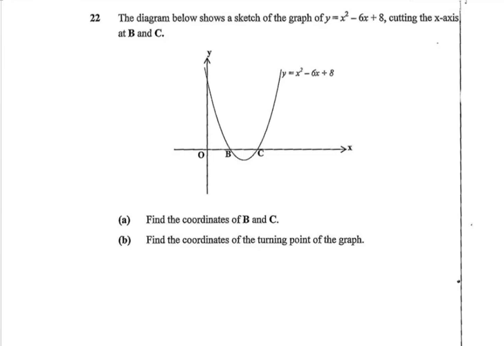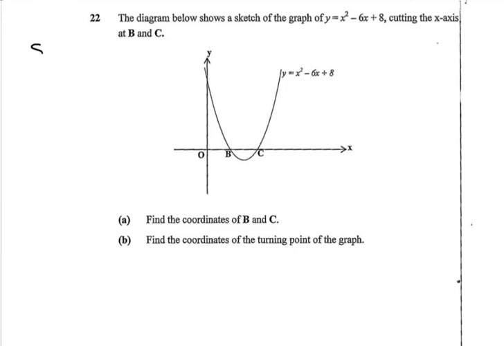Going to the question, it reads: the diagram below shows a sketch of the graph of y equal to x squared minus 6x plus 8, cutting the x-axis at B and C. So the diagram below shows all that information. A, we want to find the coordinates of B and C. Then B, find the coordinates of the turning point of the graph.